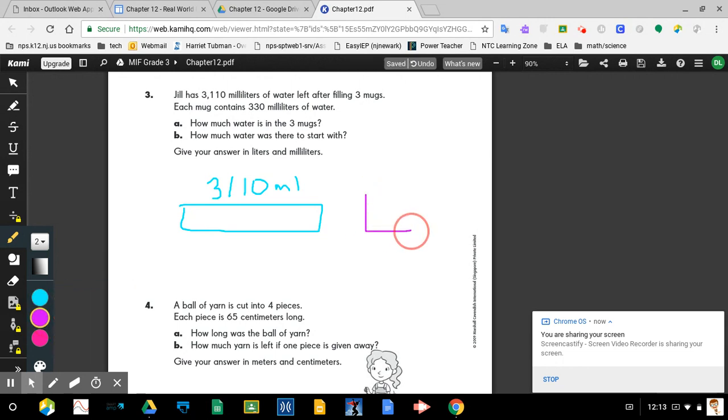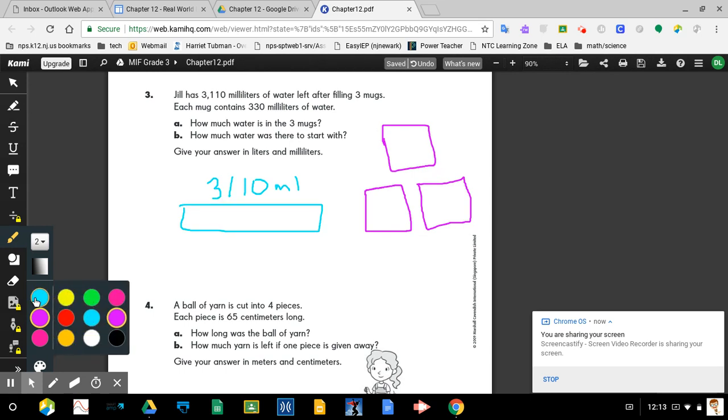So she also filled 3 mugs. 1, 2, and 3. So after filling these 3 mugs, she has this much water left. Each mug contains 330 milliliters of water. So everything in here, you have 330 here, 330 here, and 330 here.